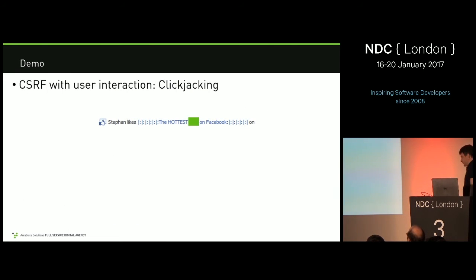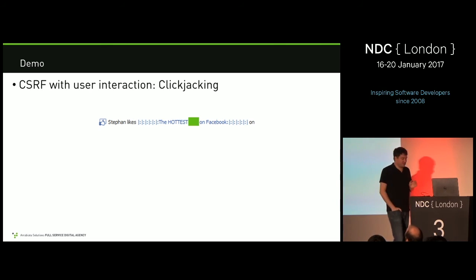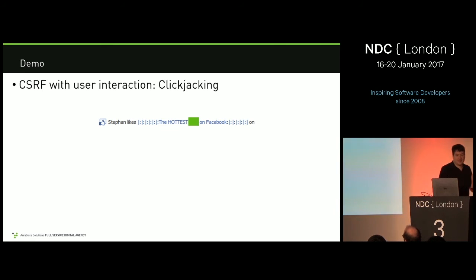A cross-site request forgery usually means the user doesn't do anything. But there is also a version of cross-site request forgery where the user does something. And the version I want to talk about is called clickjacking. So this is a screenshot from Facebook.